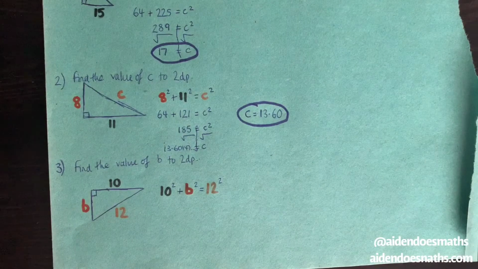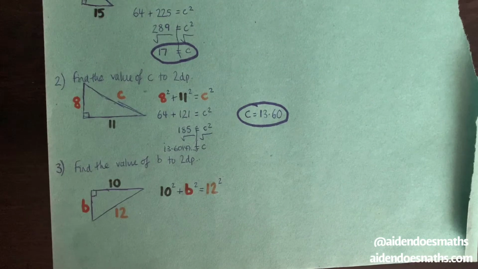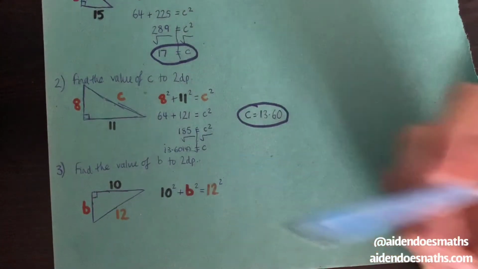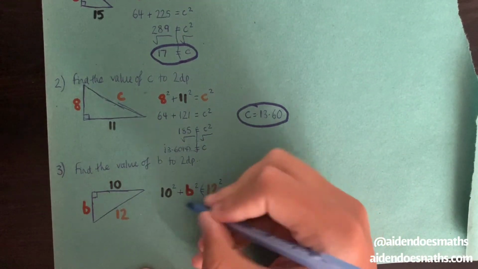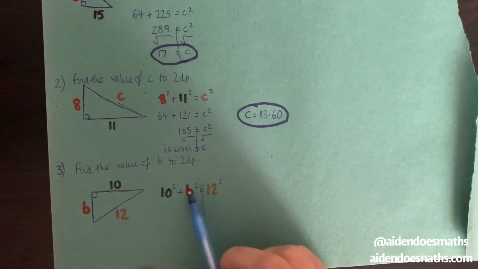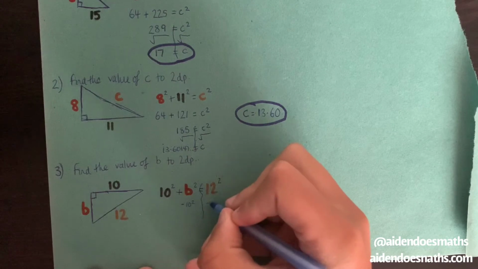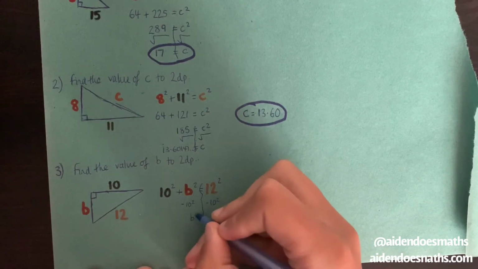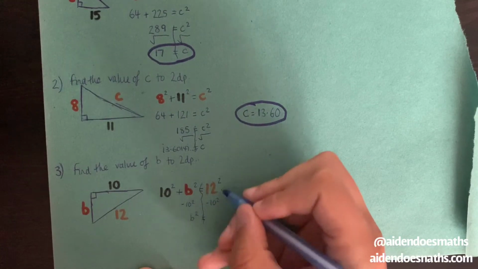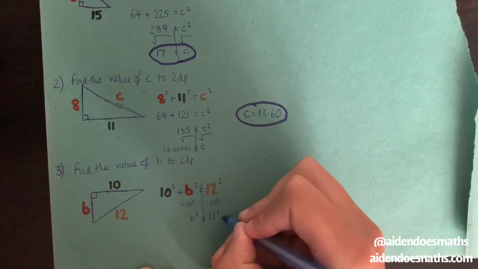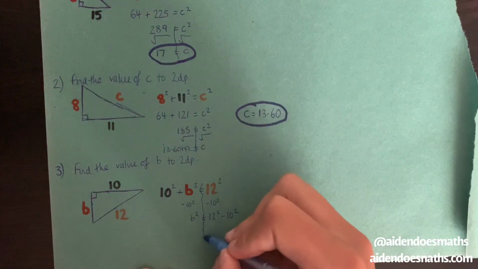Now this is all good, but how are we going to work out B here? Because we've not got the B on its own on one side of the equation. So we need to do a bit of rearranging. How can we get this B on its own? We've got B plus 10 squared, so why don't we remove that 10 squared, so subtract it from both sides. Because we've got positive 10 squared, if we take away 10 squared, it gives us 0 on that side. We just need to do the same to this side as well. So b squared equals 12 squared minus 10 squared.